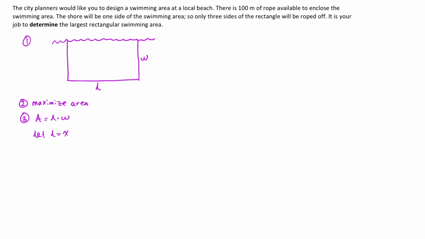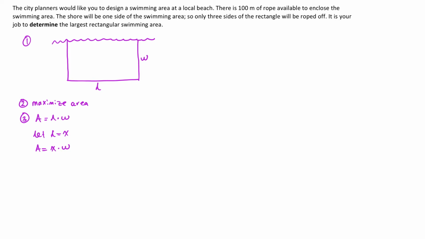So we're going to let L equal to X. Then if we do that, area will equal X times W. We haven't really done much, unfortunately, because the area is still written in terms of two variables, X and W. We need to change this W somehow so it's also written in terms of X. So that's kind of our next challenge. So, okay, what do we do here?